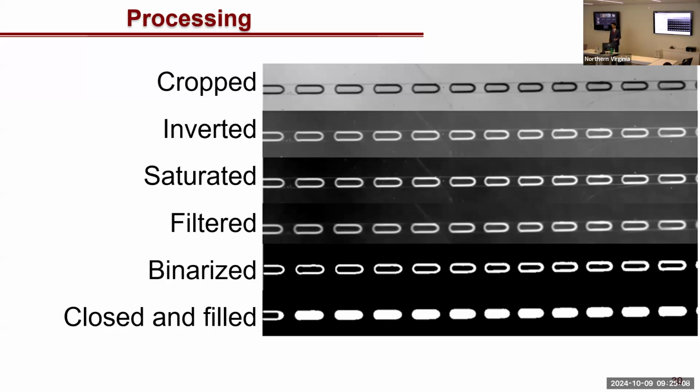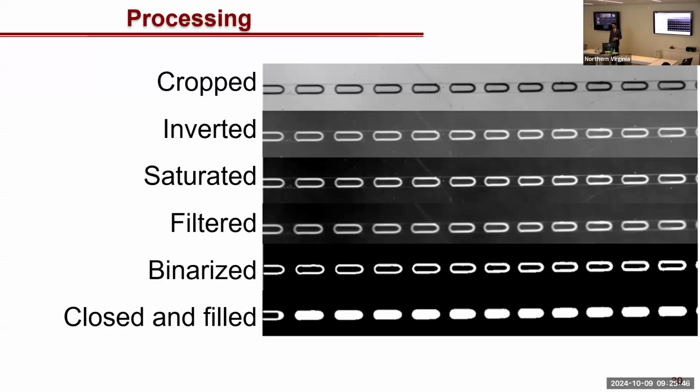We saturated the image to increase contrast. We then filtered out a lot of the noise, the small specks within the image, with a median filter, and then we binarized the image. So we took the top 1% of pixels and converted those to value 1, corresponding to white, and then the darkest pixels, and we converted those to 0, or black.